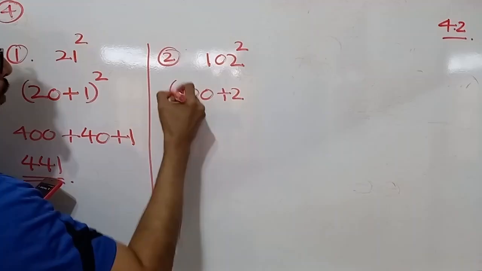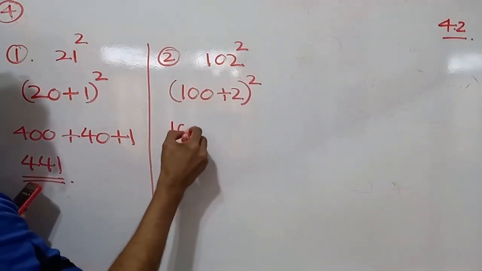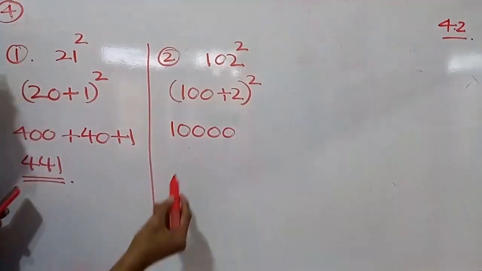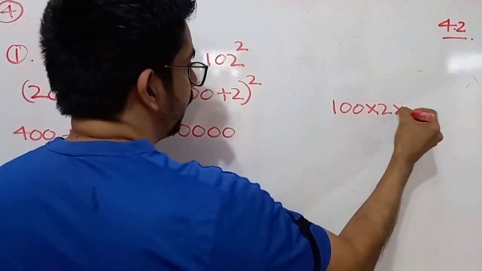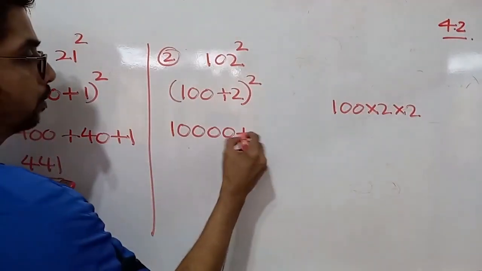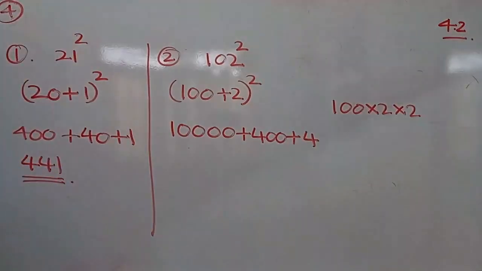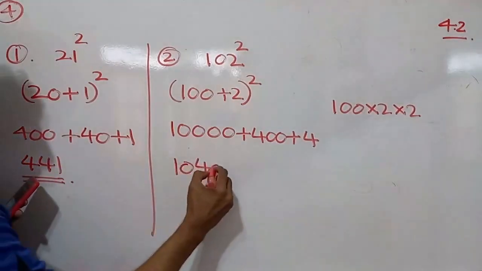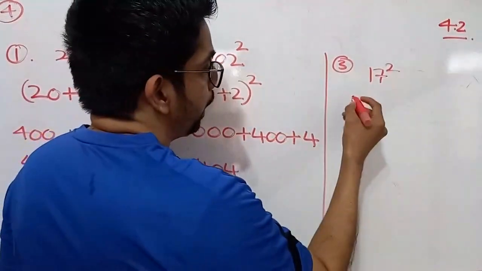So we can rewrite this as (100 + 2) whole thing square. So square of 100, that is what? 10,000. Multiply 100 by 2, again by 2, what do we get? 400 plus 400 plus 4. So this is what? 10,404.